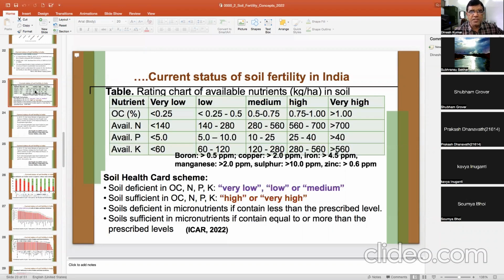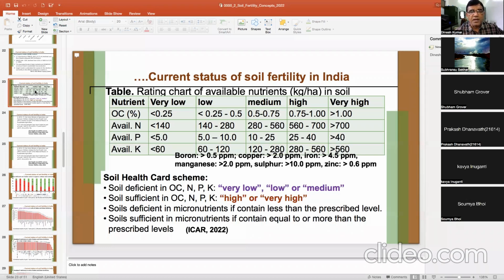Now, dear students, you can see a new classification about the fertility status of soil in India. So you can see organic carbon has been divided into 5 classes now. So less than 0.25 is very low. Then one more class, 0.25 to 0.5. And then medium is 0.5 to 0.75. High is 0.75 to 1, and very high is more than 1%. This is organic carbon. If you want to refer to it in terms of organic matter, multiply it by 1.724.